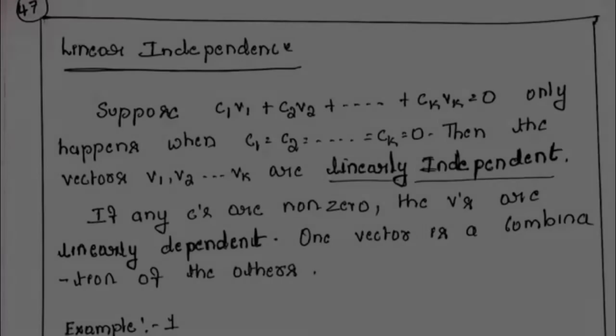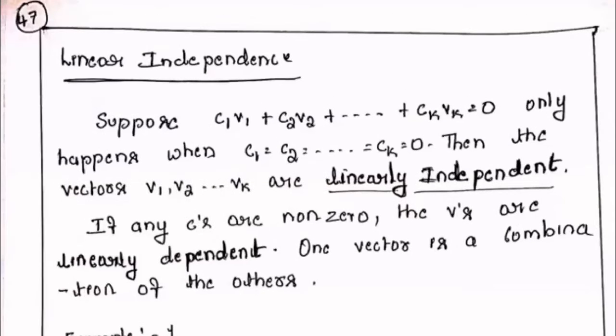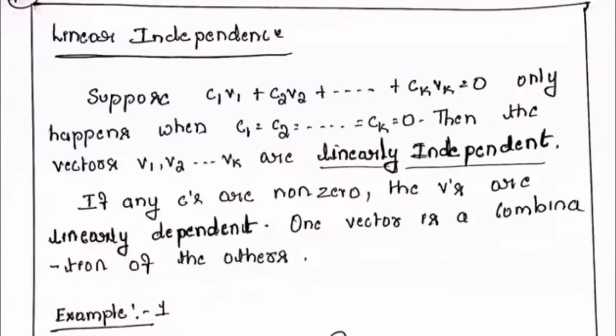Next topic is linear independence. So the definition is this: suppose c1 v1 plus c2 v2 up to ck vk equals 0 only happens when c1, c2 up to ck are all equal to 0. Then the vectors v1, v2 up to vk are linearly independent.